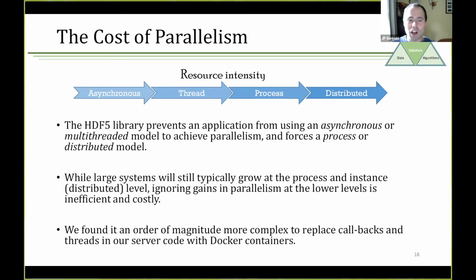So the cost, this little diagram I have: asynchronous is probably the least resource intense parallelization method. Then you have threading, then you have process, then you have distributed, right? And you need all of them. And right now, the HDF5 library is preventing the first 2. And so code constructs where I can create 1,000 IO operations in parallel with callbacks very easily with an asynchronous method approach, right? That's very simple.